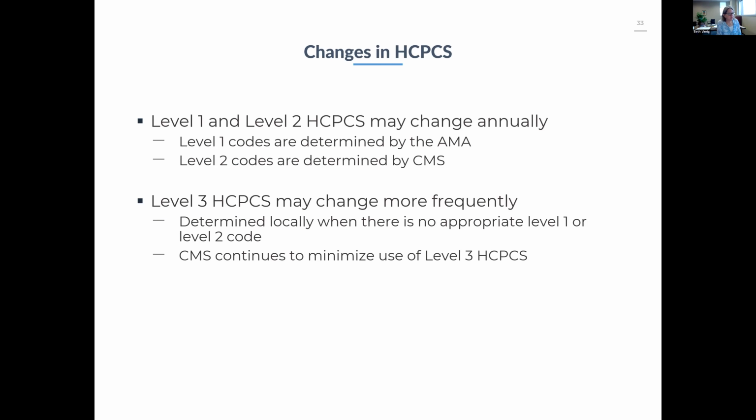Level 3 HCPCS change more frequently. And again, that is because these are local codes that are determined when there is a need, and we don't want to have to wait for this annual process that the AMA and CMS go through. So CMS continues to minimize the use of level 3 codes. They tend to try to encourage use of existing codes, even if they're more general, not otherwise specified. But there will always be a few of these codes, and you can sometimes figure out what they are, and you can sometimes not, depending on just what the service is and how much internet traffic there is around it, or how formal of a decision has been made.